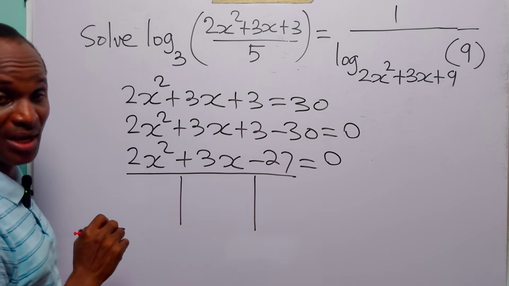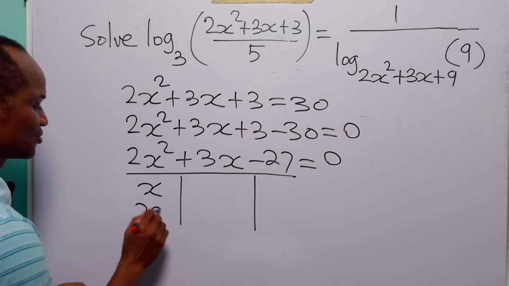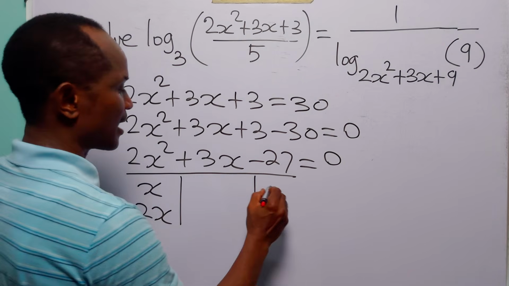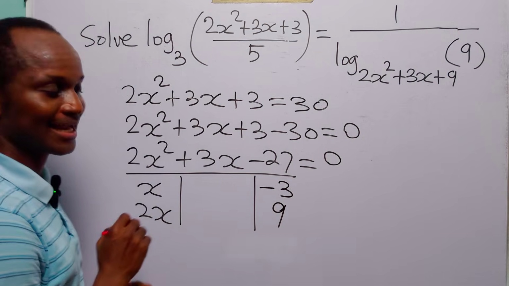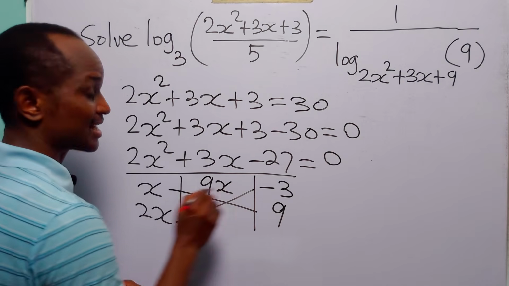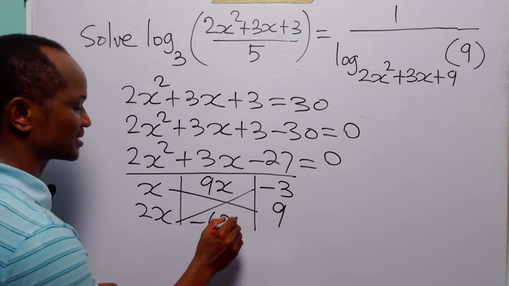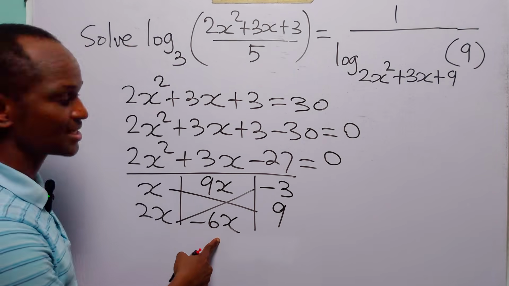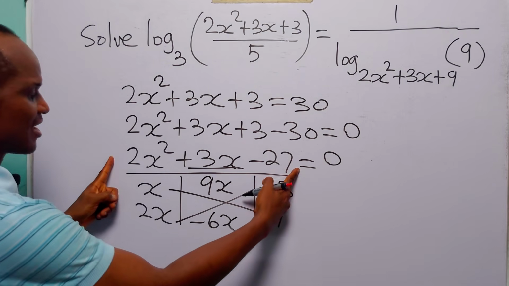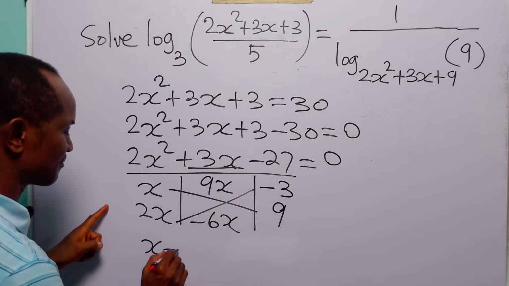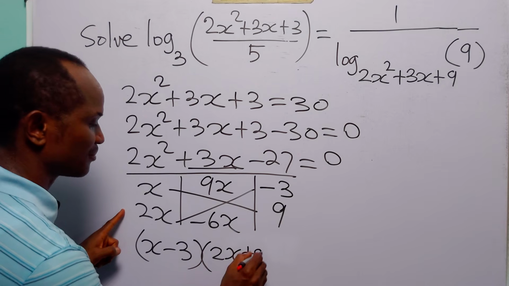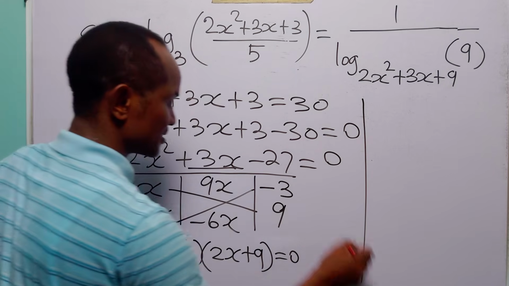What are the factors of 2x squared? They are x and 2x. What are the factors of minus 27? They are minus 3 and 9. x times 9 is 9x. 2x times minus 3 is minus 6x. 9x minus 6x is equal to 3x. So we can factorize this left-hand side as (x minus 3) times (2x plus 9) is equal to 0.